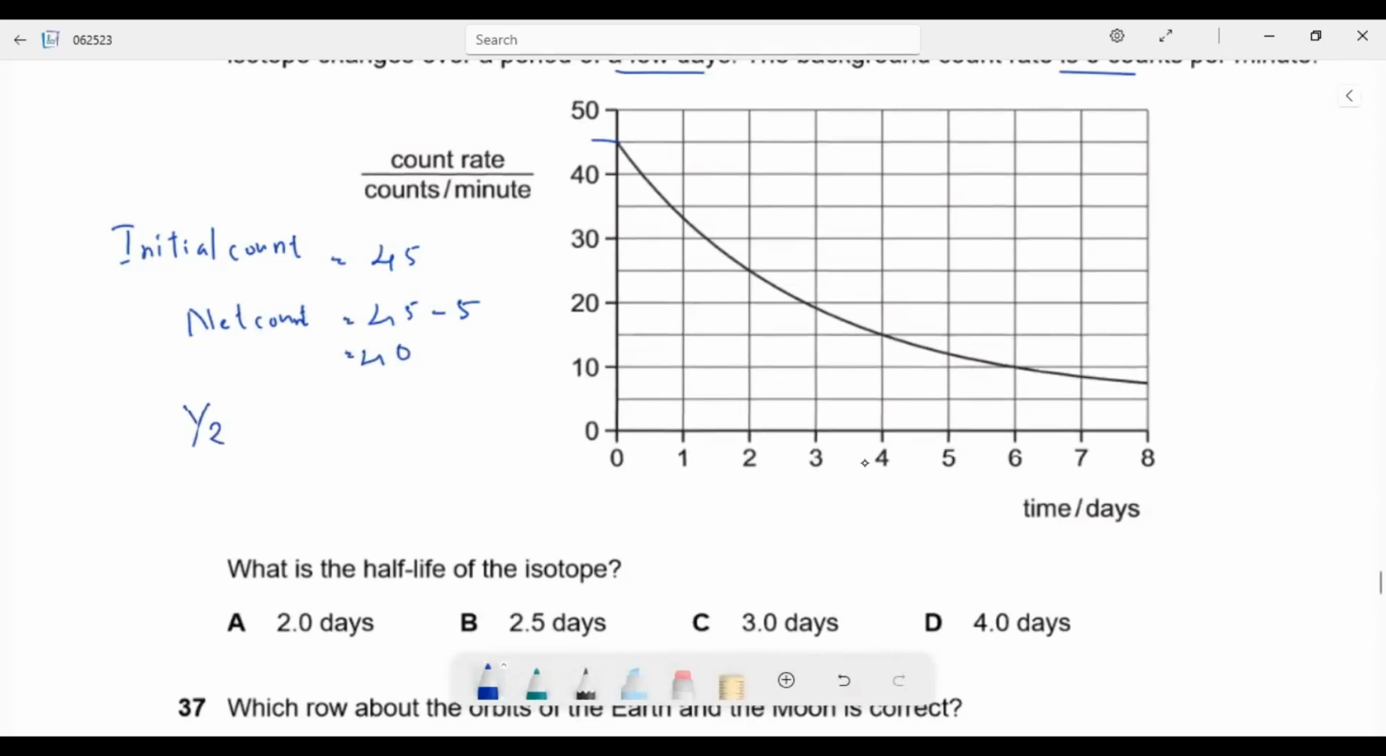So after one half-life, the count will be 20. And the count shown in the detector will be 20 plus 5, that is 25. So we need to find the half-life. What is the time period? So we look at 25. This is the 25 mark. So this is the point. At that point, what is the time? That is 2 days. A is the right answer.